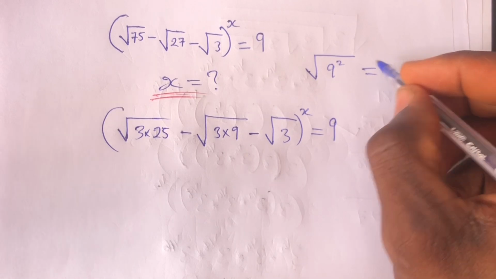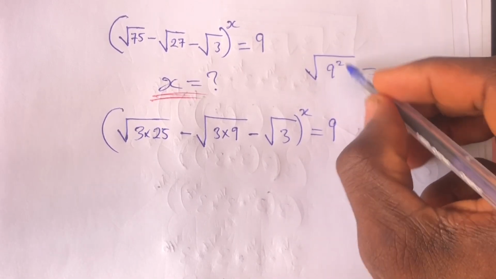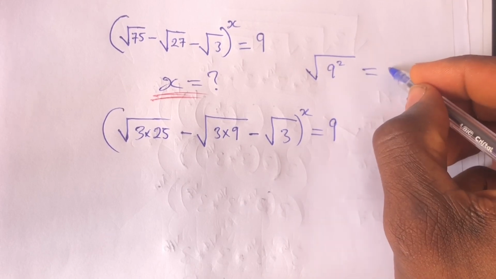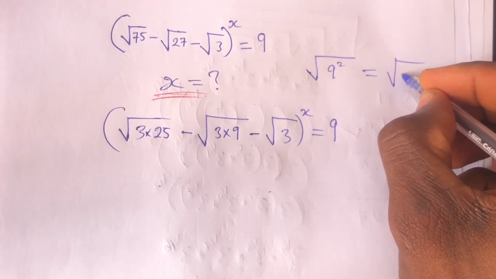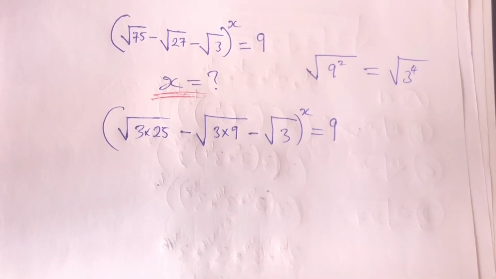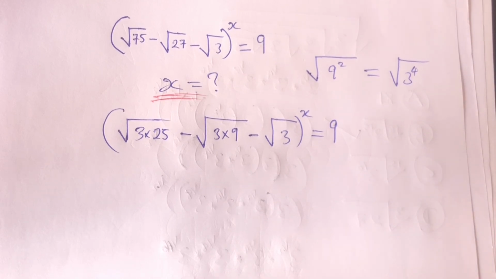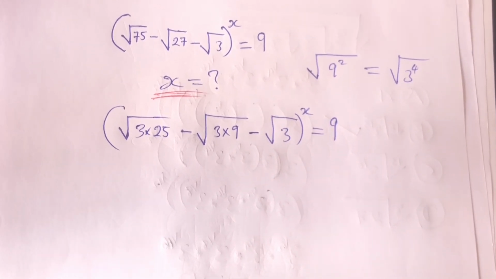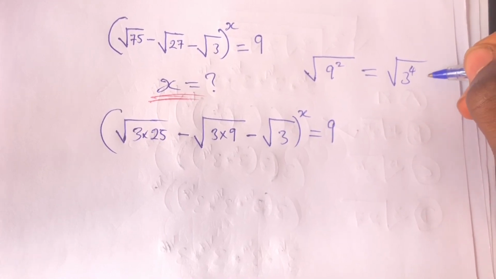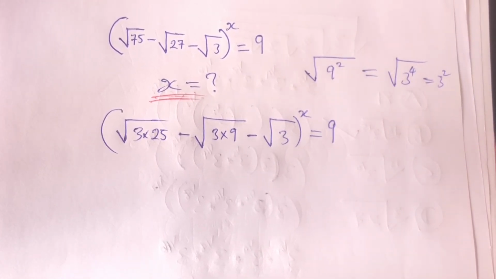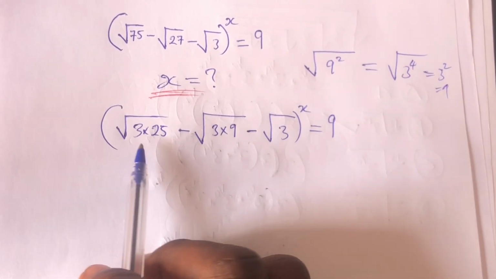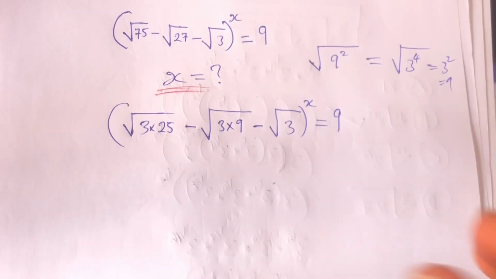Is there any way to write this in terms of 3? Square root of 3 raised to power 4. Yeah, I guess this is another way of writing 9, because one of the squares cancels out and it will remain 3 raised to power 2, which is equal to 9. But let's continue with this.